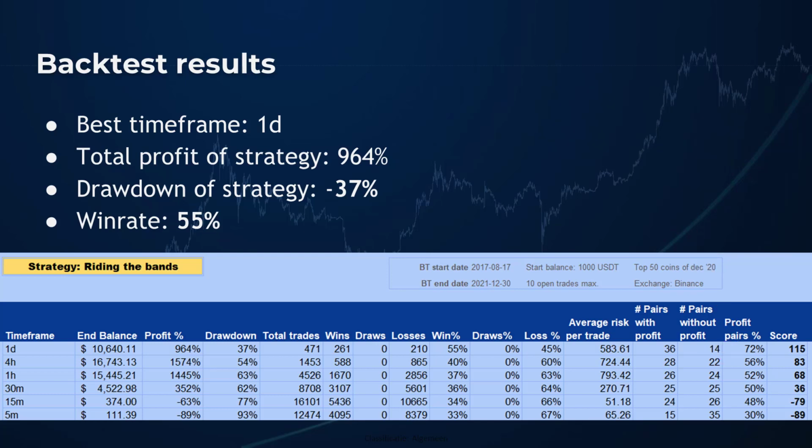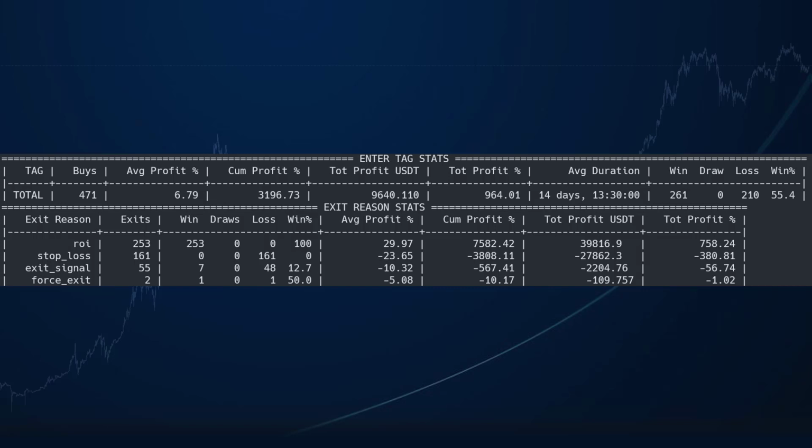And if we take a closer look at the exit reason stats, then we see that the ROI and stop loss settings have the most influence on the results of this time frame. So if I want to make this strategy more optimized, then adjusting the ROI and stop loss would possibly make the biggest difference here. So let's find out, shall we?